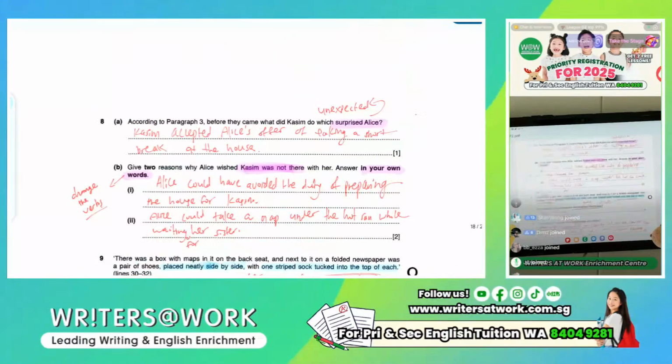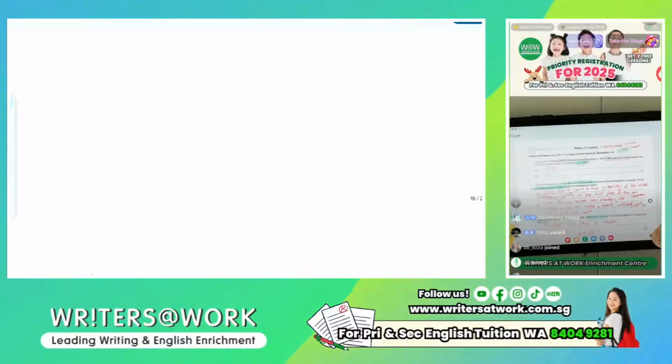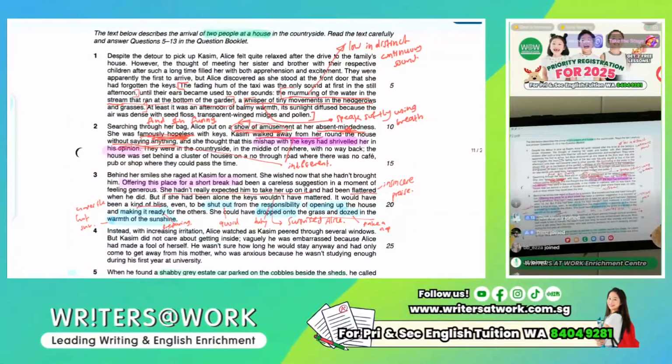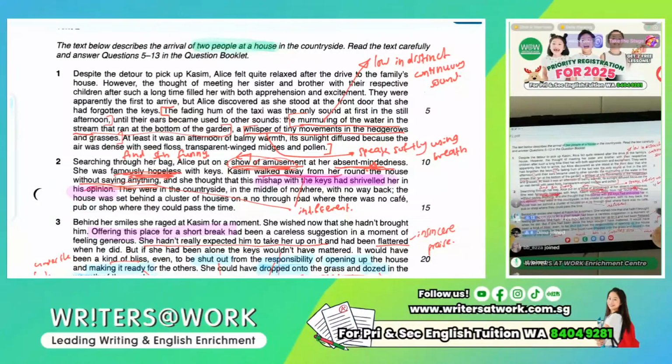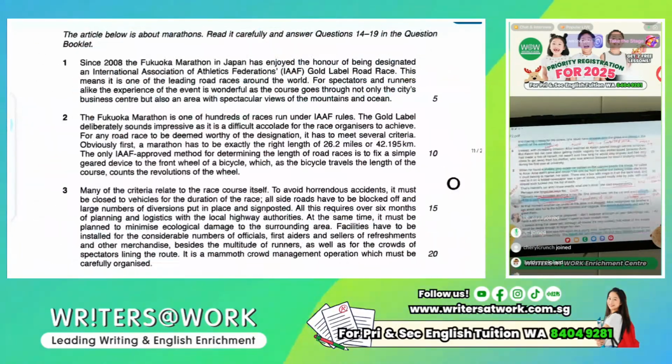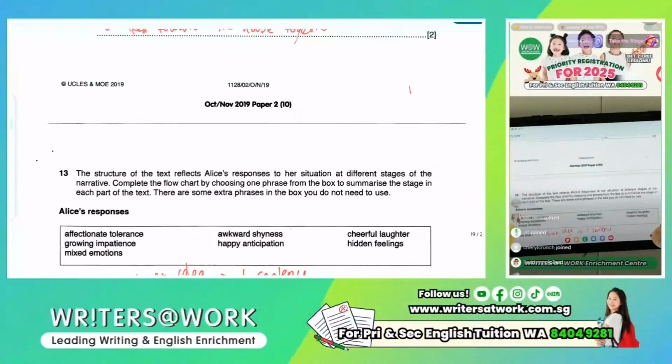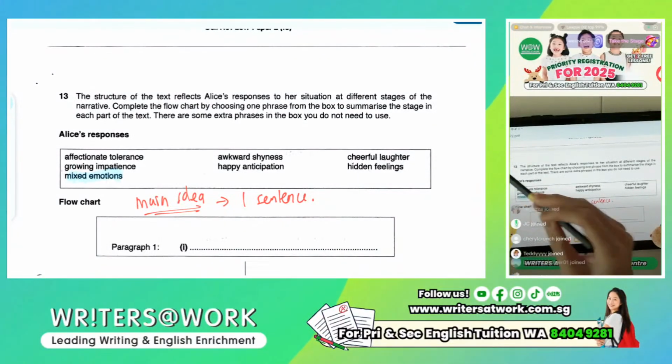So the first one is on paragraph 1. Looking at paragraph 1, you can see a few emotions being quoted. She felt quite relaxed after the drive to the family house. After that, she was both apprehensive and excited. So you can see that there's a variety of feelings here, right? So we will consider this to be mixed emotions.